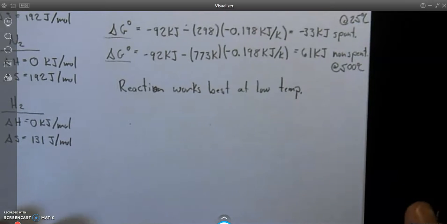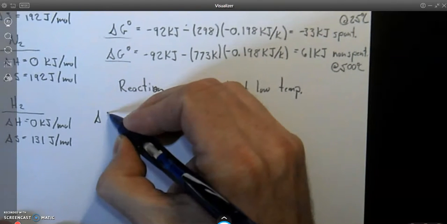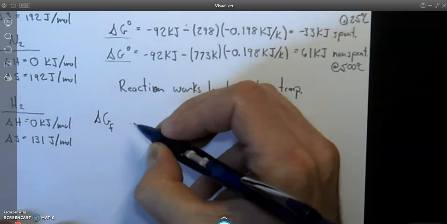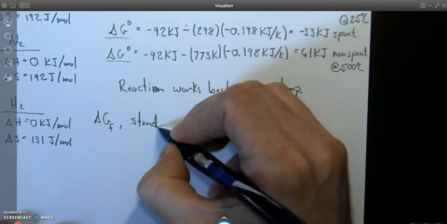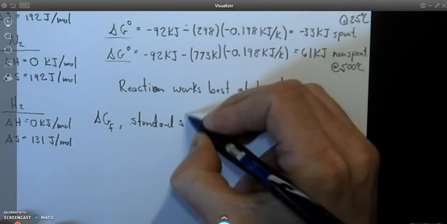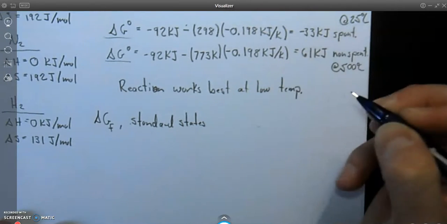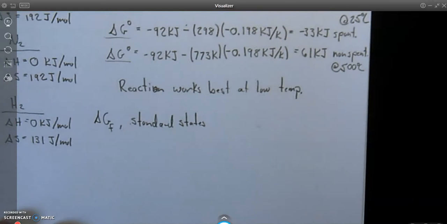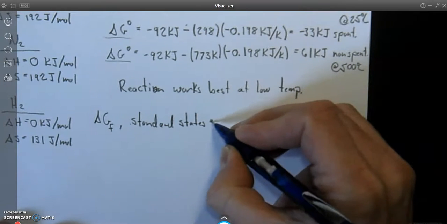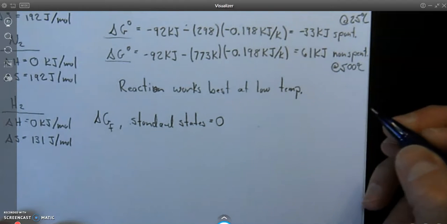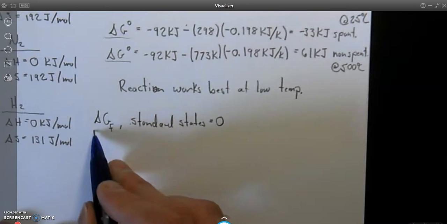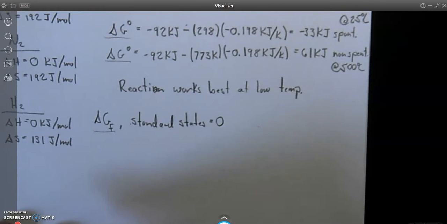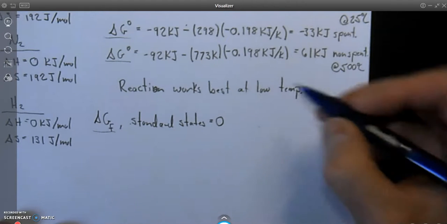So keep on pushing through the notes. Delta G f, and we'll figure this out here in a second. We're looking at standard states. If something is in its standard state, just like delta H, the value for delta G is going to be 0. So how spontaneous is it making hydrogen from hydrogen? Well, it's not, it just is. So the delta G f is referring to the spontaneity to make something from itself. So those values are always going to be 0.